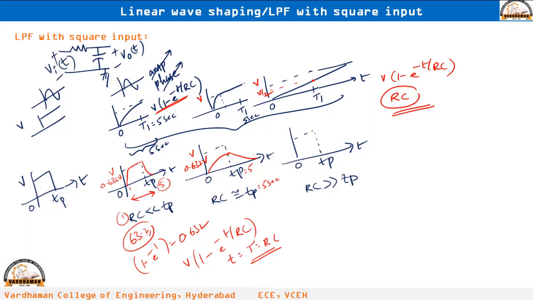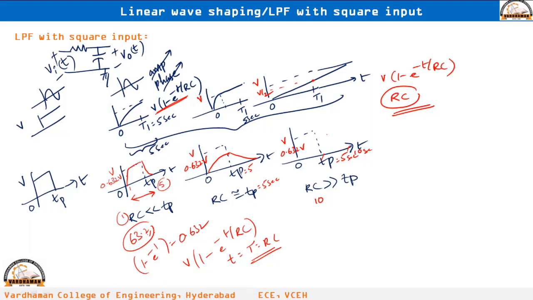Okay. Now coming to the next case, RC is very much larger than 5 seconds. For example, Tp is equal to 5 seconds we have taken. RC larger than Tp means we can take 10 seconds. So 10 seconds is required for the output to charge up to 0.632 V only. Okay, in the first case just 1 second is enough to charge up to 0.632 V. In the second case 5 seconds is required, and in the third case 10 seconds is required, since RC is larger.